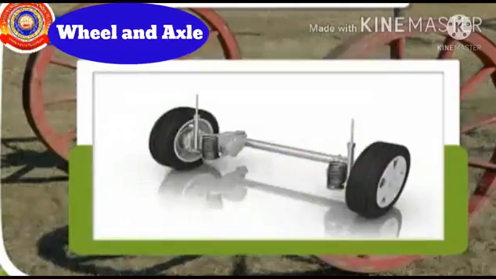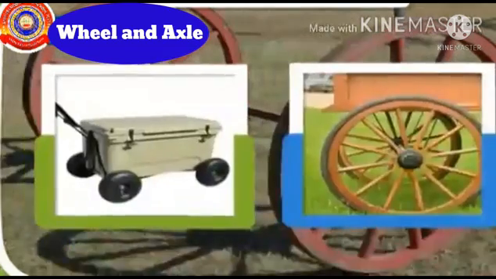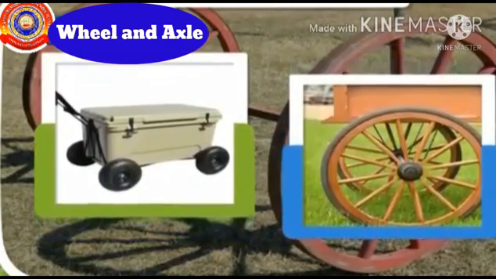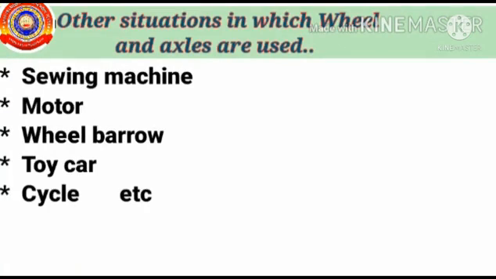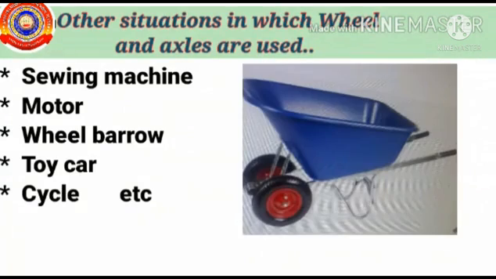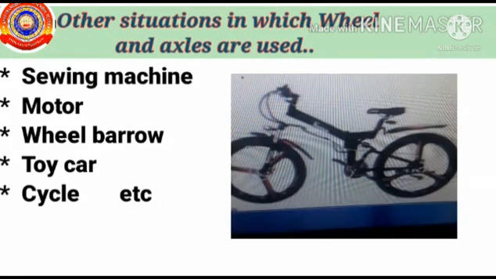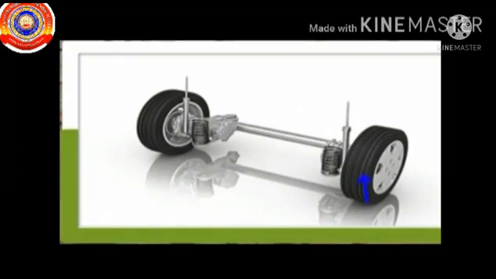Yes, when an axle and a wheel are used together, it becomes a simple machine. The wheel and the axle can be considered as a lever. Other situations in which wheel and axles are used are in sewing machine, motor, wheelbarrow, toy car, cycle, etc. The rod which is connecting both wheels helps to move the wheels simultaneously.